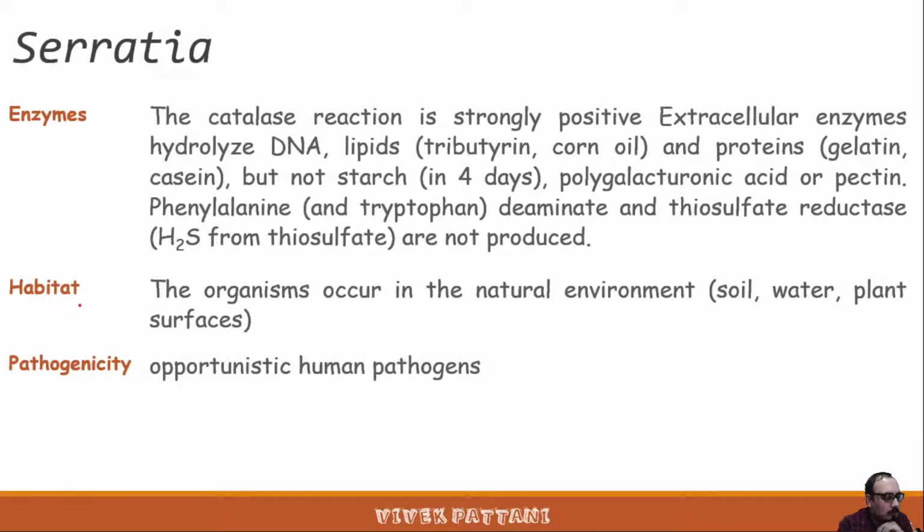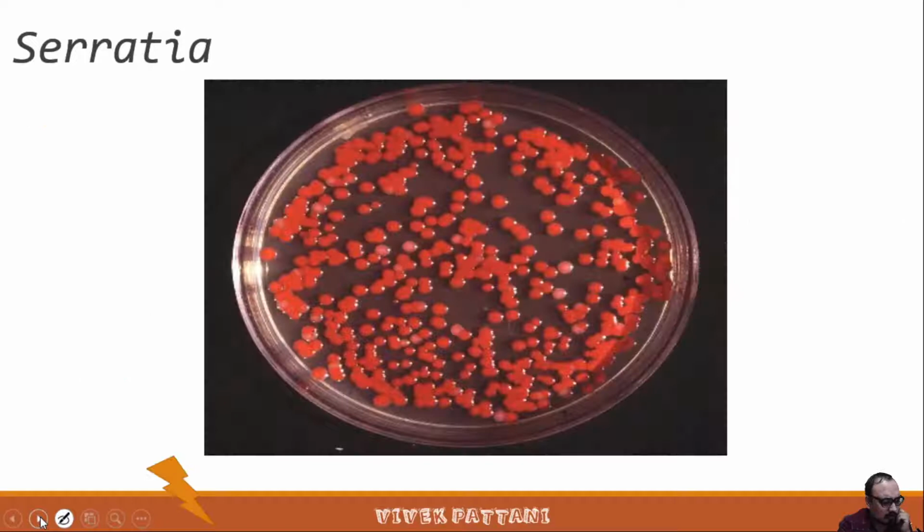As for habitat, they occur in natural environments such as soil, water, plant surfaces, etc., and are opportunistic human pathogens. They generally do not cause disease, and if involved, it is generally only in secondary infections. This is a colony of Serratia, where, as I told you, they are red colored colonies.